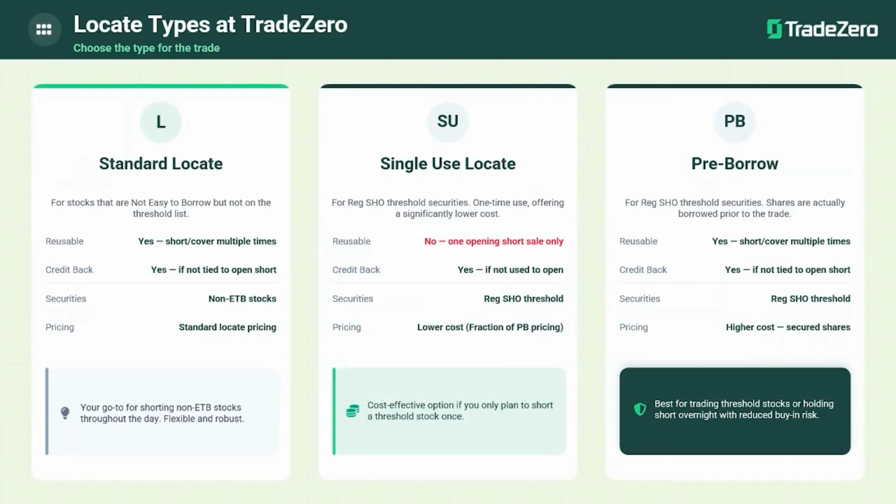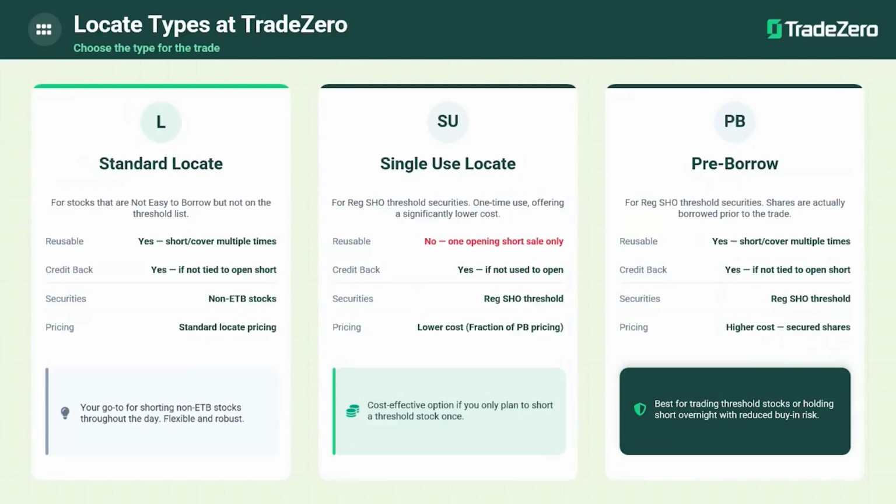And on the single use, basically what the SEC has said is that on a stock that's hard to borrow or on the threshold list, you need a good locate in order to short a stock. You can't reapply your locate. So the concept of single use means I can buy this locate, I can short the stock, I can cover it, but if I want to short it again, I have to go get another single-use locate.